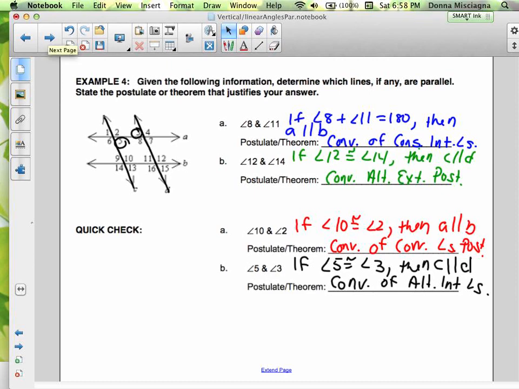All right, and another set of problems done. We're just zooming along. Proven lines parallel, left and right.